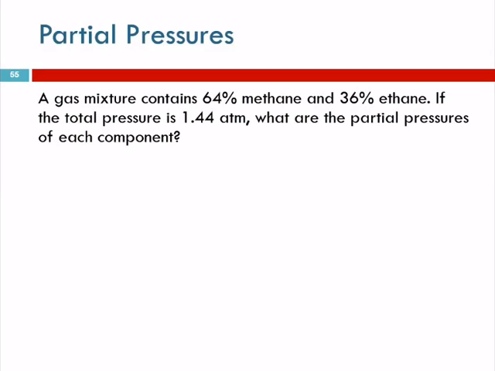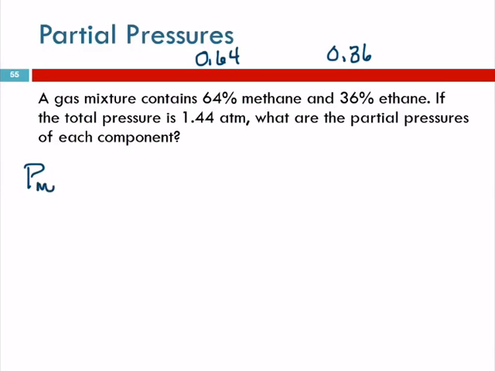So a gas mixture is 64% methane and 36% ethane. If the total pressure is 1.44 atmospheres, what are the partial pressures of each component? We need to take these percentages and convert them to fractions. So 64% is 0.64, and 36% is 0.36.